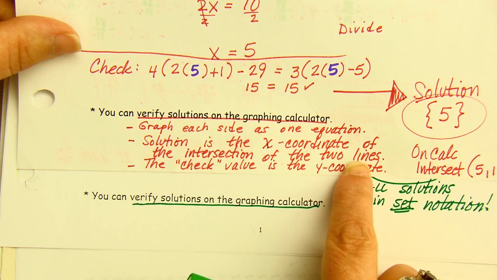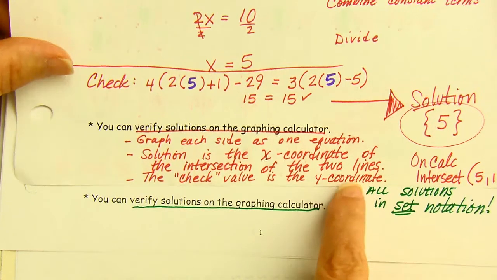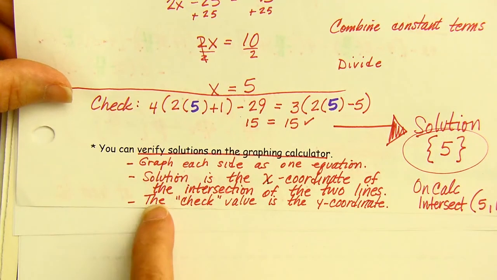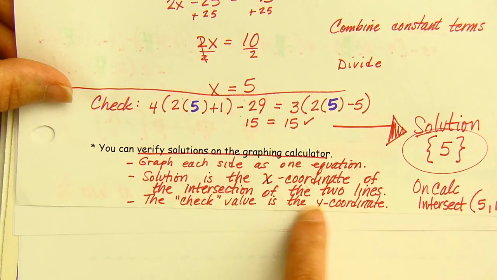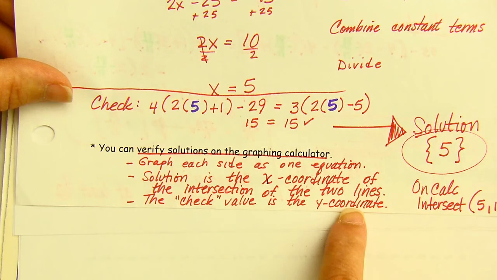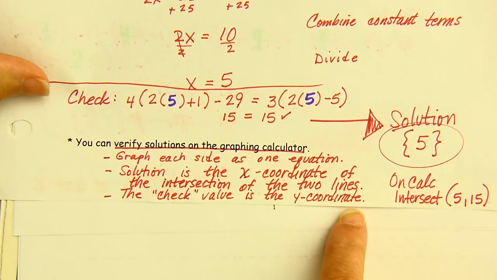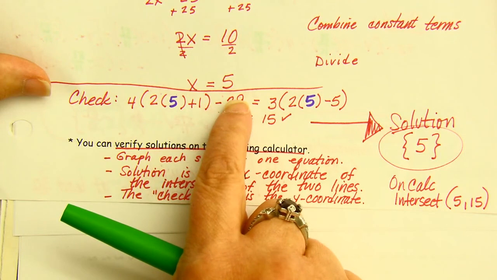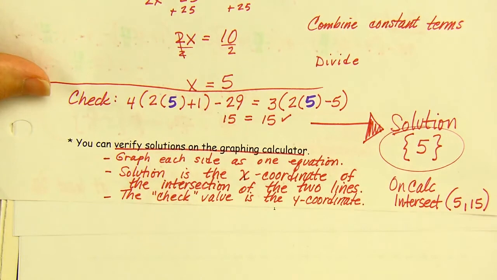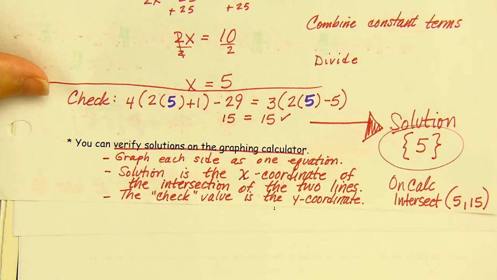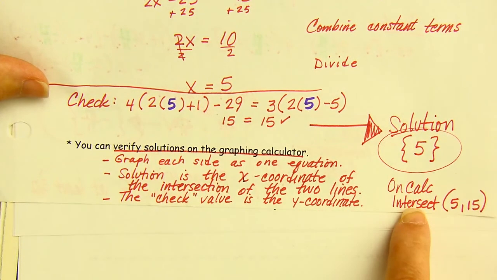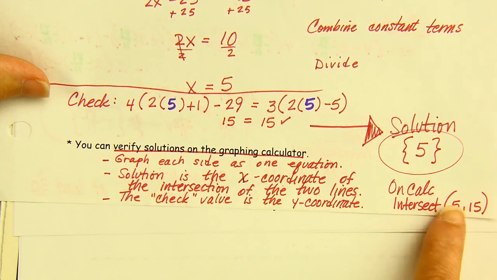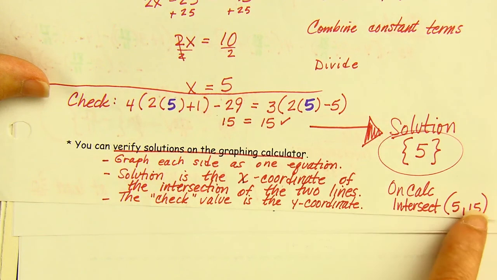I'm going to model this on the graphing calculator so you can see it. And then here, the check value is the y-coordinate. If I put the left side of the equation into the graphing calculator as one equation, the right side into the other, those two lines will intersect at the point (5, 15). Here's my solution, x is 5, and here's the value of my check, 15.